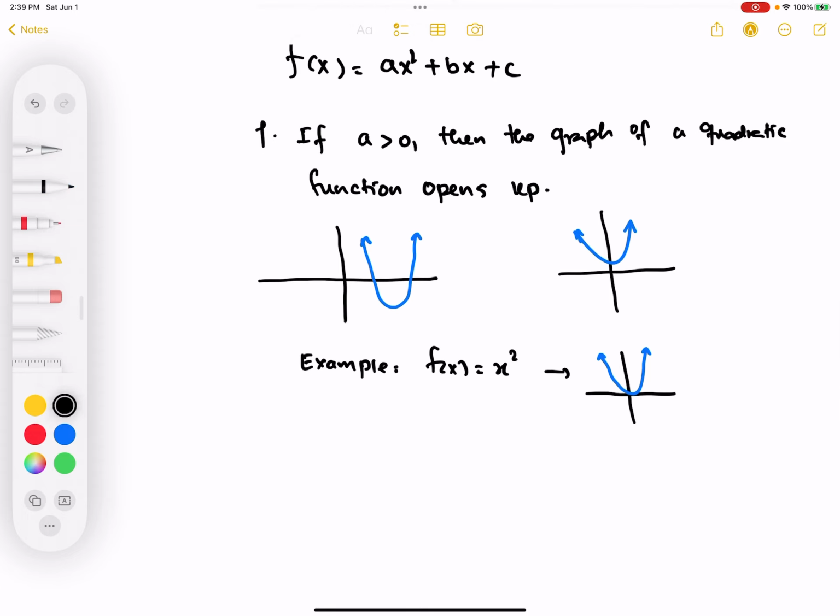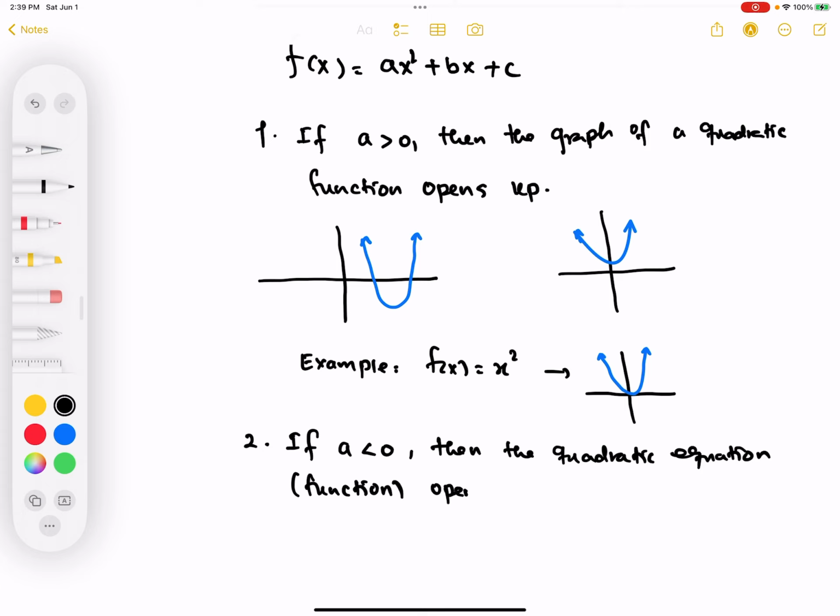The other case is if a is less than 0, then the quadratic equation or function opens downward. See, downward.